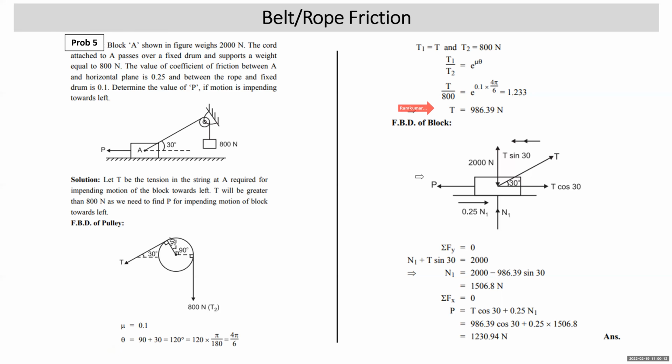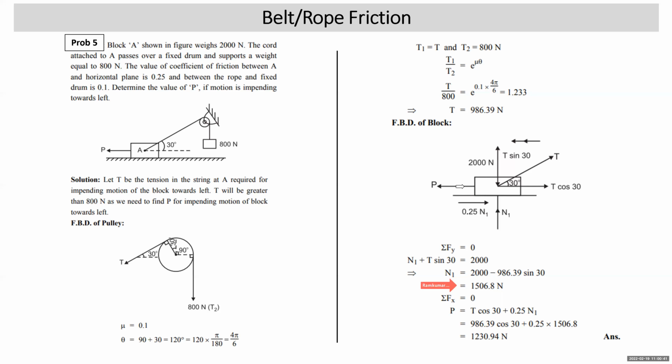Now we consider the FBD of this block A. Weight will act vertically down, that is 2000 Newton. Normal reaction vertically up. P is external force applied to the left. Impending motion of the block is to the left, so friction is to the right. Tension T is at 30 degrees. Need to resolve T cos and T sin. Apply sigma Fy equal to 0. N1 plus T sin 60 is 2000. The value of T is already known to us, so you get the value of N.